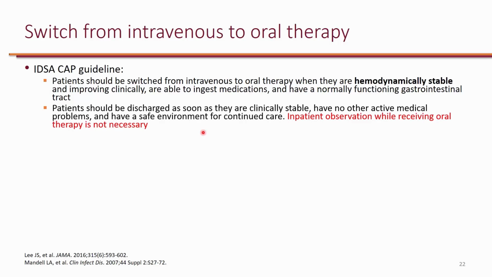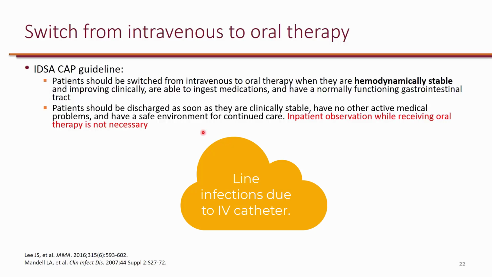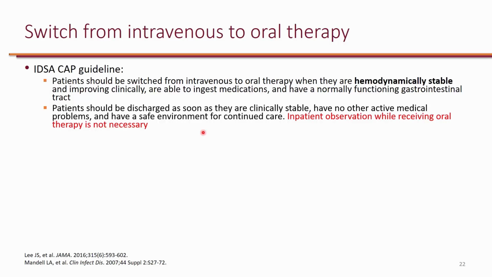The reason we want to switch patients from IV to PO as soon as possible, when they can tolerate it, is, first of all, to make sure that we don't introduce any line infections, as well as getting patients ready to be discharged. However, keep in mind that the guidelines say that inpatient observation while receiving oral therapy is not necessary. So if the patient is ready to be discharged from the hospital and they're on IV antibiotics, it's okay to discharge them and send them home with oral antibiotics. It's not necessary to keep them one extra day to make sure that they tolerate the oral antibiotics.